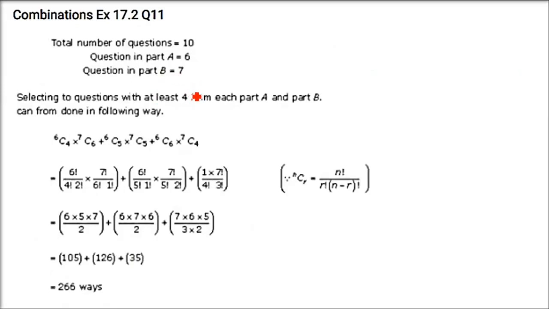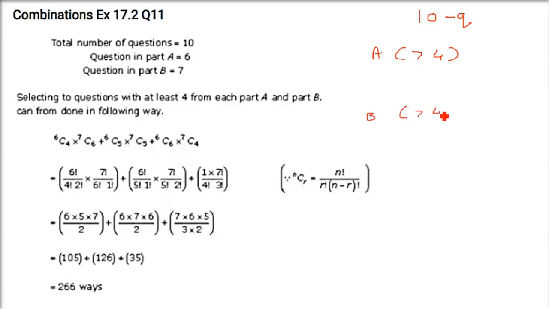A student has to answer 10 questions, choosing at least 4 from each of part A and part B. If there are 6 questions in part A and 7 in part B, in how many ways can the student choose 10 questions? So 10 questions he has to answer. Now for part A, he has to choose at least 4, meaning 4 is the minimum, 4, 5, 6 it can go up.